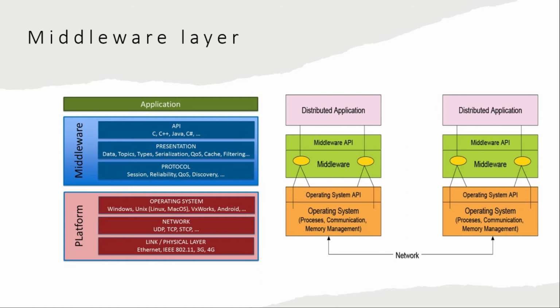For presentation, we have data topics type, serialization, QoS, cache, and filtering. For the protocol, we use reliability, QoS, discover. For the operating system, we have Windows, Unix such as Linux and Mac OS, Android and VxWorks. For network we use UDP, TCP, SCTP. For link or physical layer, we have Ethernet, 3G and 4G.